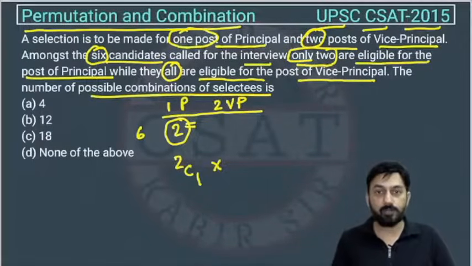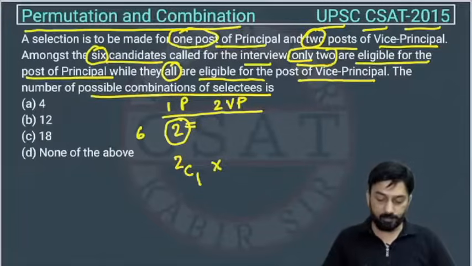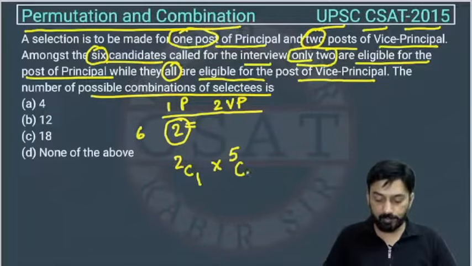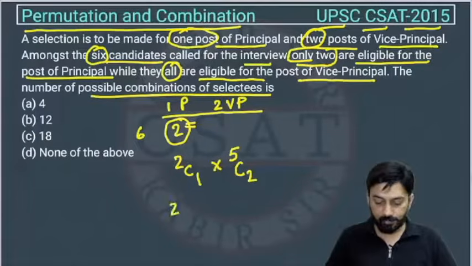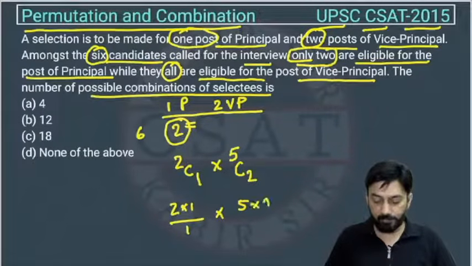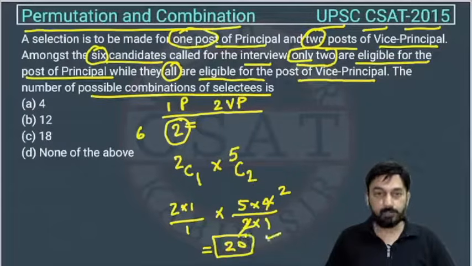Because all are eligible for selection as vice principal, out of these 5 we will select 2 candidates for vice principal. So this will be 2C1 into 5 into 4 upon 2 into 1. This 2 will cut this 4 two times, so this will be 10, and this is 2, so this will be 20. So the answer of this problem is 20.